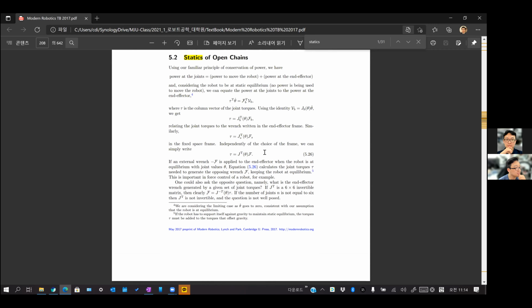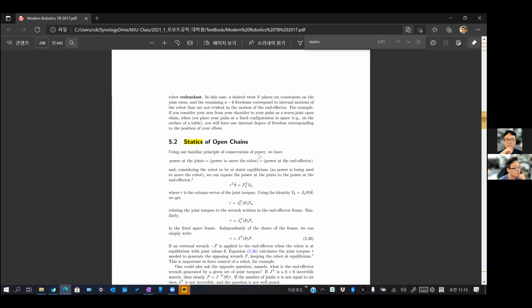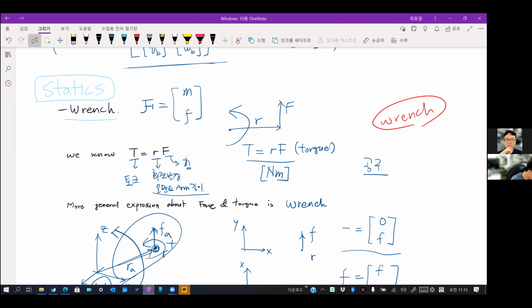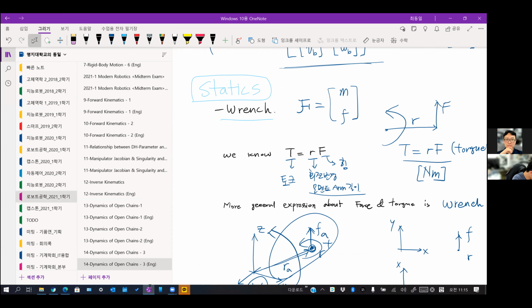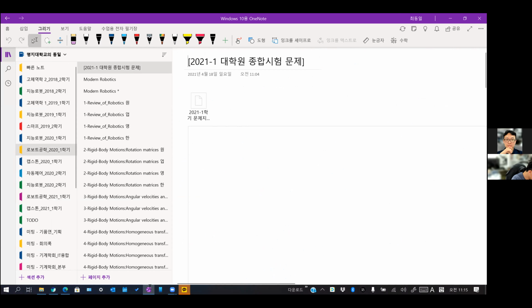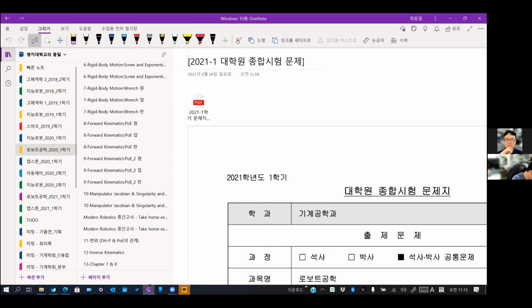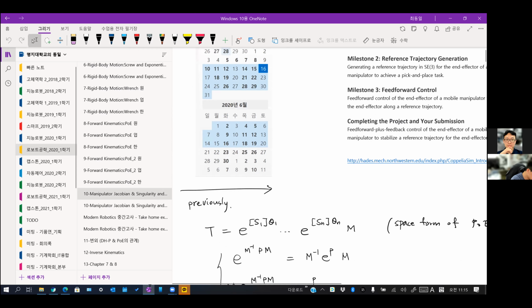Statics is very, very short in our class. So actually, the statics can be calculated by this equation. Let me briefly explain about statics.